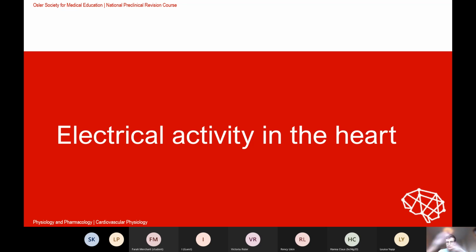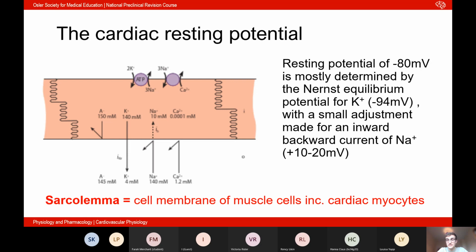So we've talked about gross electrical activity of the heart, but it's important as well to think about individual cardiomyocytes and what they're doing to generate this myogenic contraction. You'll have seen many diagrams like this before. This is a quick reminder of ion channels in the myocyte membrane. We call that the sarcolemma, but that's just the cell membrane.